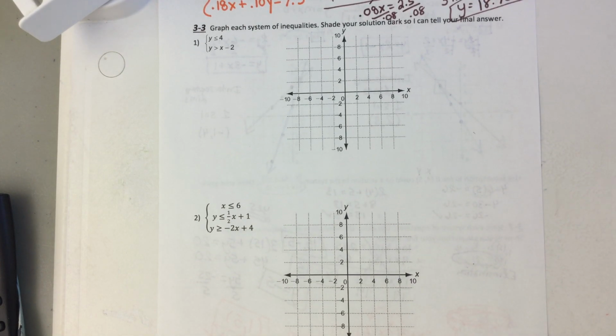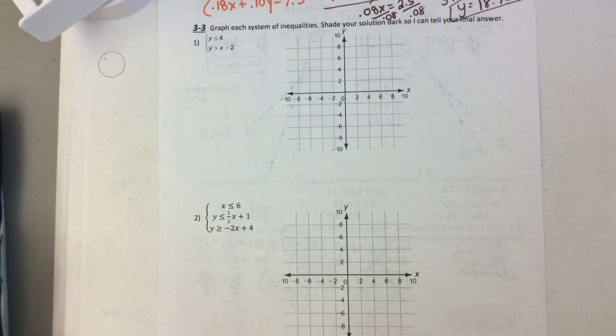Now 3.3 is where we got to graph systems of inequalities. Now this is a skill that we did previously during this class, where you're graphing boundary lines, solid or dotted lines, using a test point and shading. The difference is when they introduced this in 3.3, it's now a system, meaning you have more than one. Your solution is where you end up shading every single time.